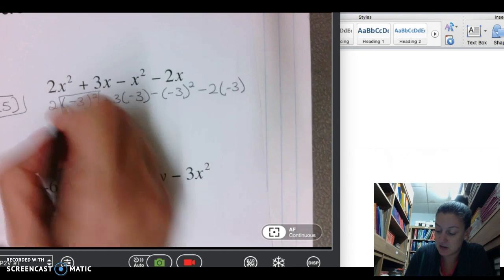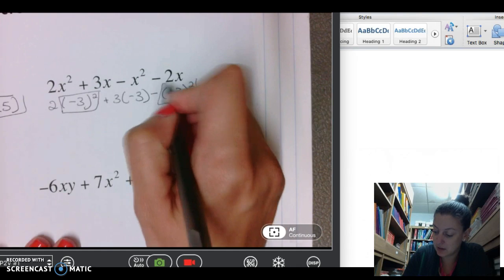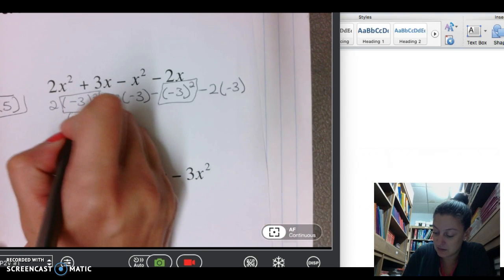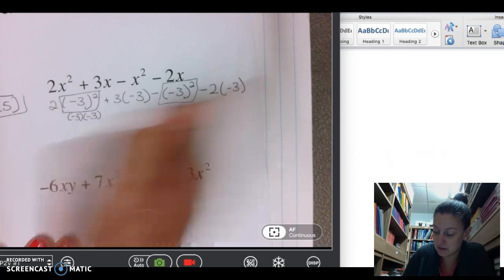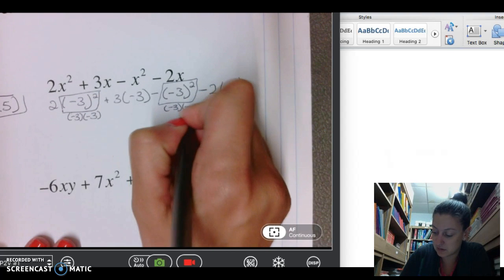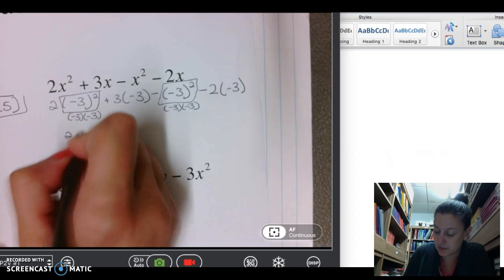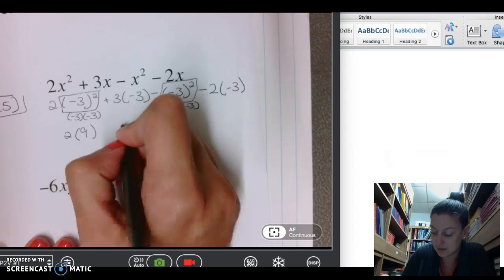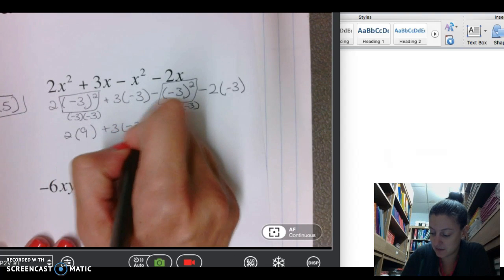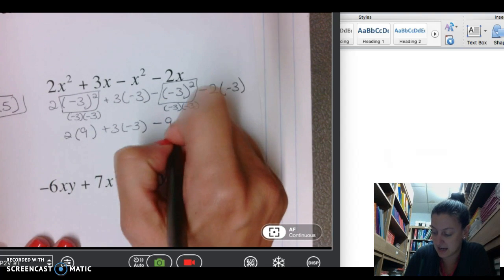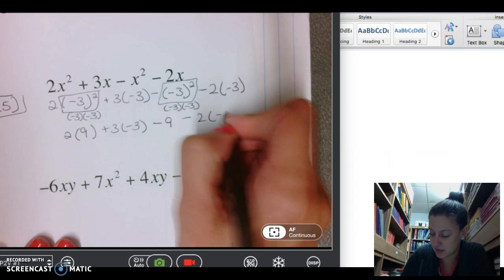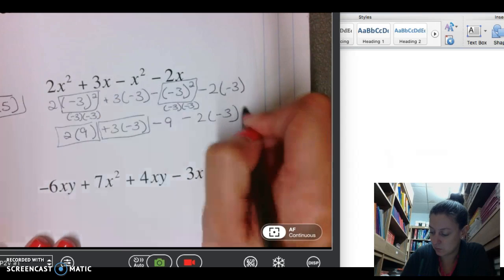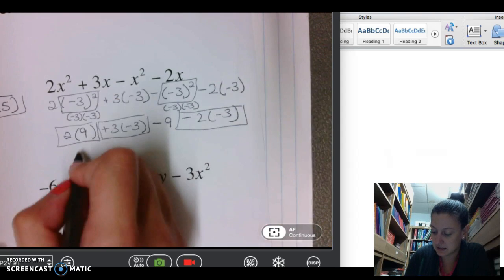Now this time, the step that we can group is just the exponent. The exponent's touching the parentheses, so that's what's doubled. 2 times, because they were joined by multiplication, 9 plus 3, negative 3, minus 9, minus 2, negative 3. Now let's join all the multiplication. We're including all these signs.